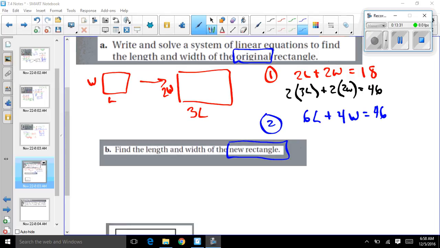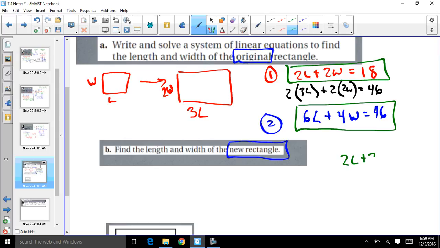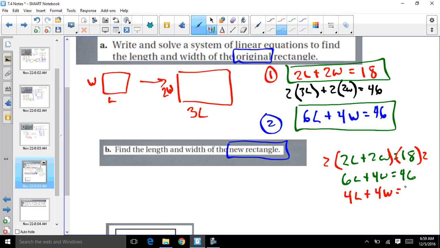So hopefully you've worked on it a little bit, but basically what you want to do is take these 2 and stack them back up. I've got 2L plus 2W equals 18, and then 6L plus 4W equals 46. There are a lot of different ways you can go, but I would just multiply this equation times 2, so I'm going to take all of this and rewrite it down here. It's going to be 4L plus 4W is equal to 36.